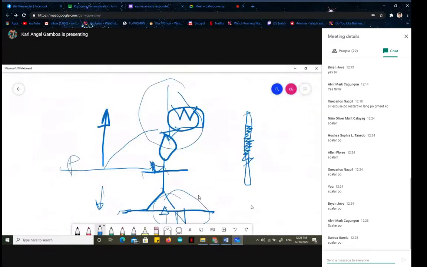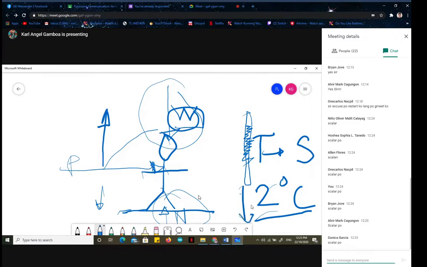Okay, good. The temperature is a scalar in nature. Pero for example, sinabi ko ganito, the temperature dropped by 2 degrees Celsius. Ano to ngayon? Is this still scalar or vector?